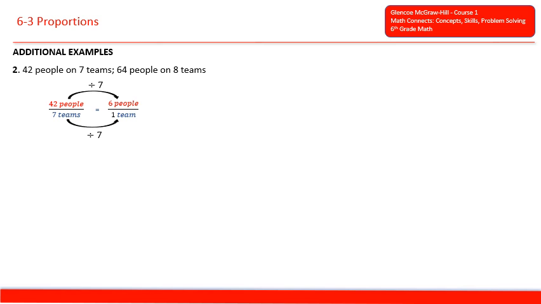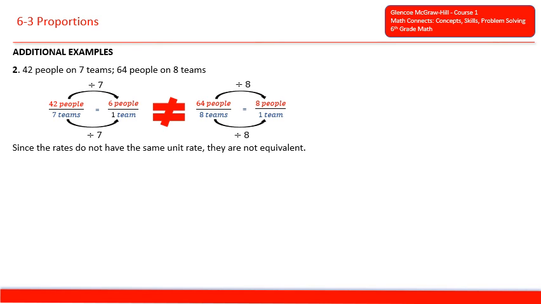So now we're going to do the same with 64 people on 8 teams. And we will divide 8 teams by 8 to get 1. And 64 people divided by 8 to get 8 people. Since the rates do not have the same unit rate, they are not equivalent. Number of people on teams is not proportional. There are 8 people per team here and 6 here.